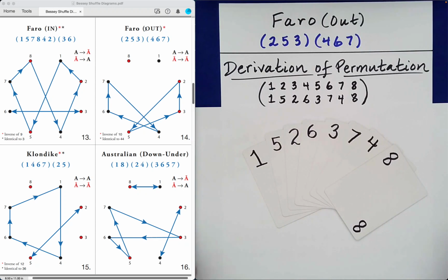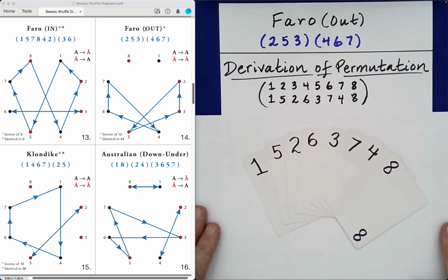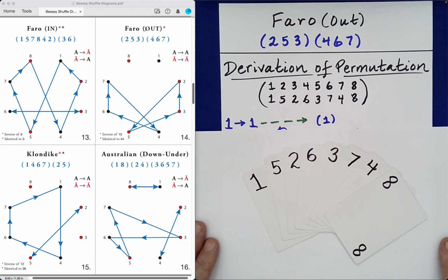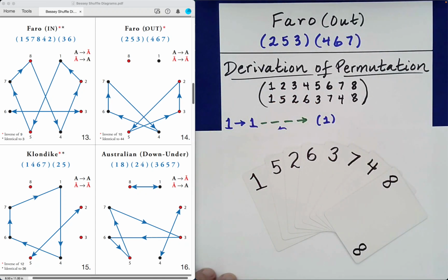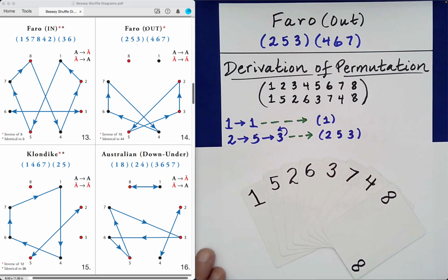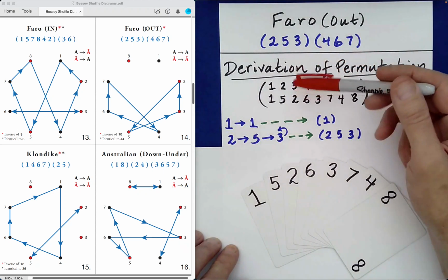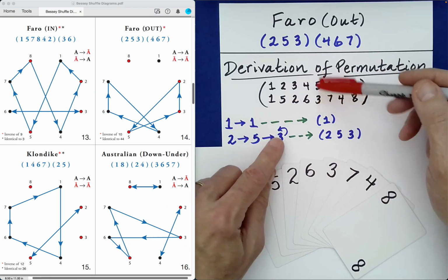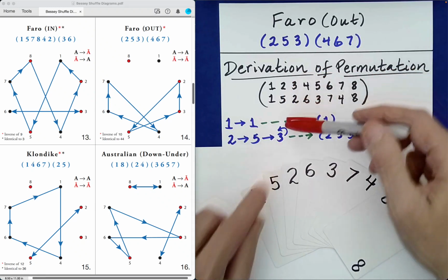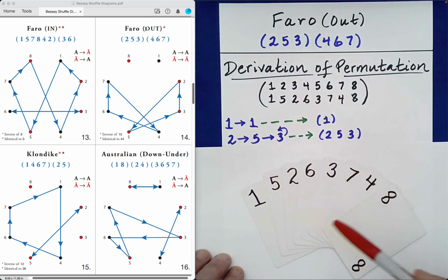And this 2-line notation can be converted into cycle notation as follows. We see that 1 goes to 1, which means 1 is a fixed point. So whatever's placed in position 1 gets returned to position 1. If we follow what happens with 2, 2 goes to 5, 5 goes to 3, and then 3 goes to 2, so it wraps around. So we get a 3 cycle.